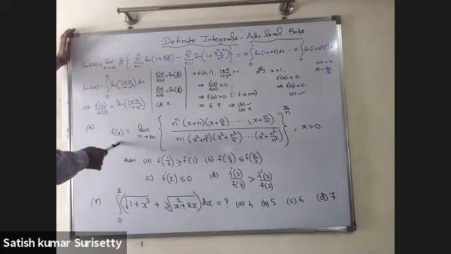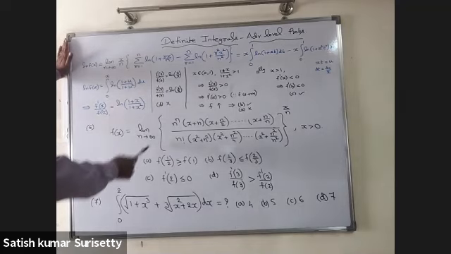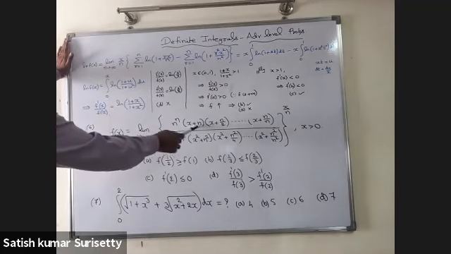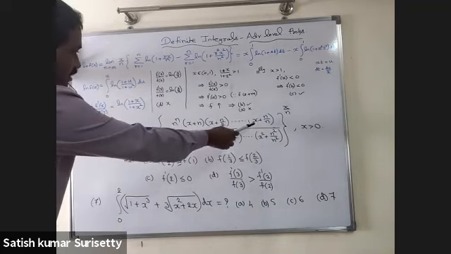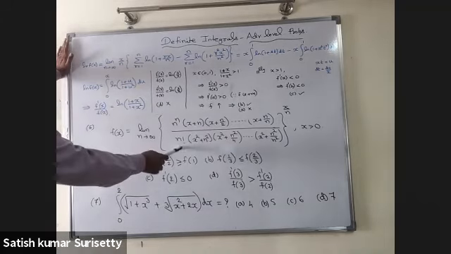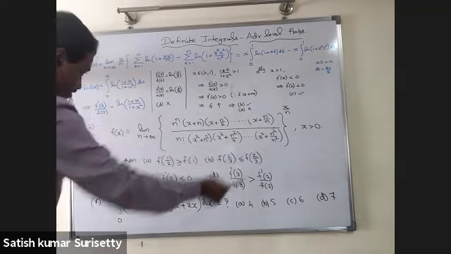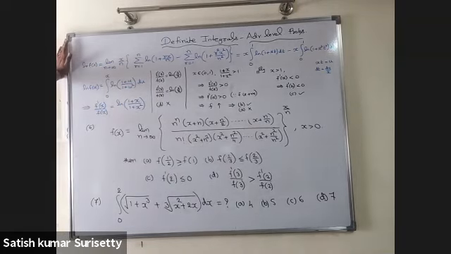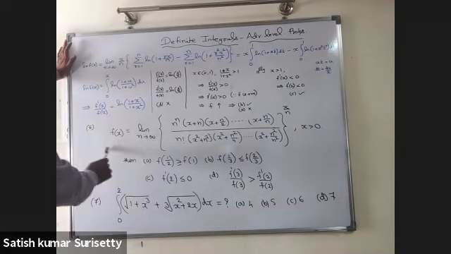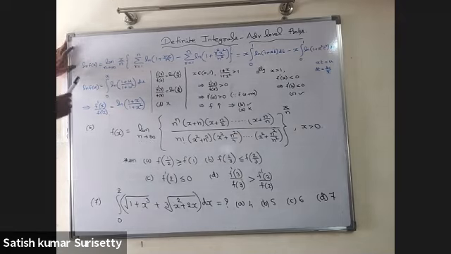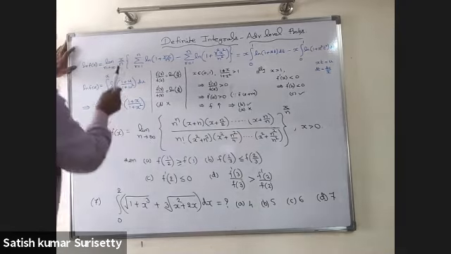In the sixth problem, f of x equals the limit as n tends to infinity of the nth root of (x plus n by 2 and so on, x plus n by n, upon n factor into x square plus n square by 4 and so on, x square plus n square by n square) whole to the power of x by n. So this we can rewrite, taking log on both sides: log of f of x equals the limit as n tends to infinity of x by n.